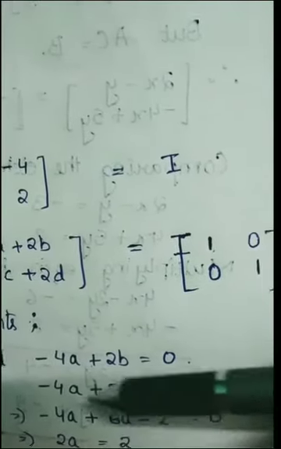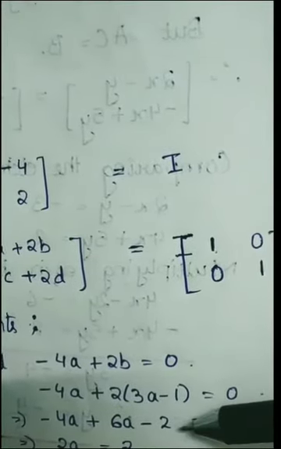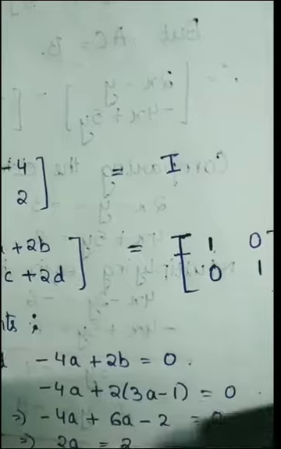So minus 4a plus 2(3a minus 1) is equal to 0. Now we'll multiply: 3 2s are 6, so it becomes 6a, and 2 1s are 2. So 6a minus 2. Minus 4a plus 6a will give you 2a. And here minus 2 will be shifted to the right hand side, it will become plus 2. So 2 by 2, we have got the value of a as 1.